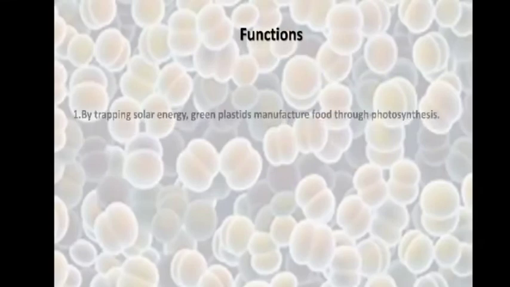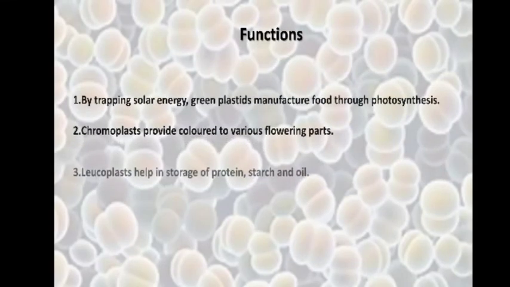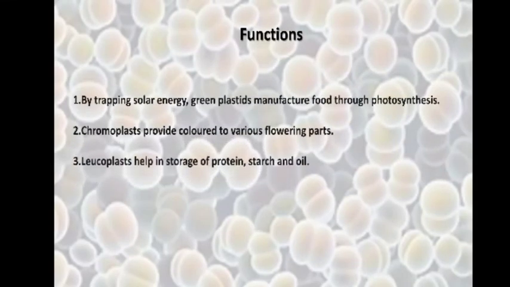Now, chromoplasts are colored pigments, but leucoplasts can store many molecules such as carbohydrates, oils, fats and proteins. Leucoplasts are colorless, but they can store carbohydrates, oils and proteins.